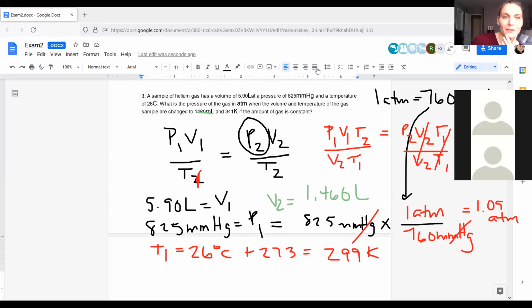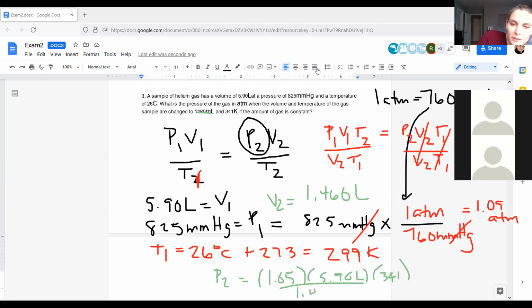Because now we should have P2 equals 1.50 ATM times 5.90 liters times 341 divided by 1.460 times 299 Kelvin. Yep, 5.02 ATM.